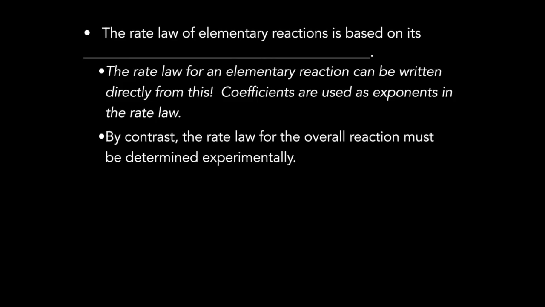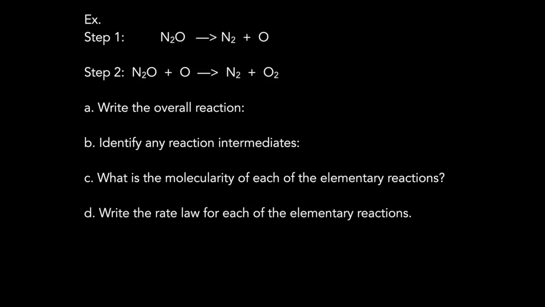So the rate law of an elementary reaction is simply based on its molecularity, and the rate law for an elementary reaction can be written directly from your reaction. Coefficients are going to be used as exponents in your rate law. So in contrast with an overall reaction, you can actually take an elementary step and use its stoichiometry in order to determine the rate law. For the overall reaction, you can't do it, and you have to do it experimentally like we did in previous lessons. So let's look at an example.